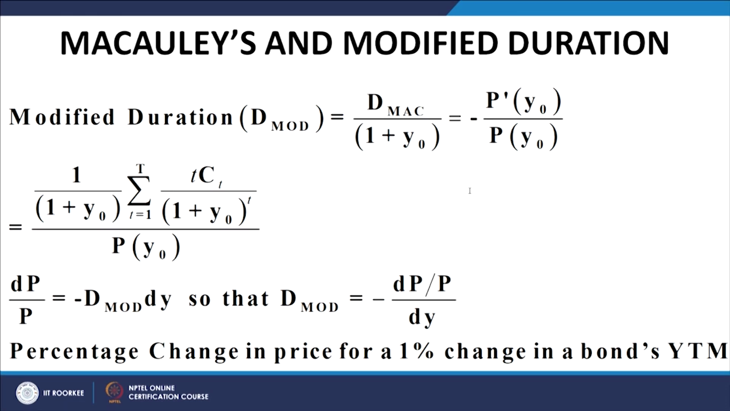And there is another equivalent expression for the modified duration, which is the negative of the percentage change in price per unit change in YTM. For a single unit change in YTM, the percentage change in price will give you a measure of the modified duration as well. The two are equivalent, as can be seen from the derivation contained in this slide.